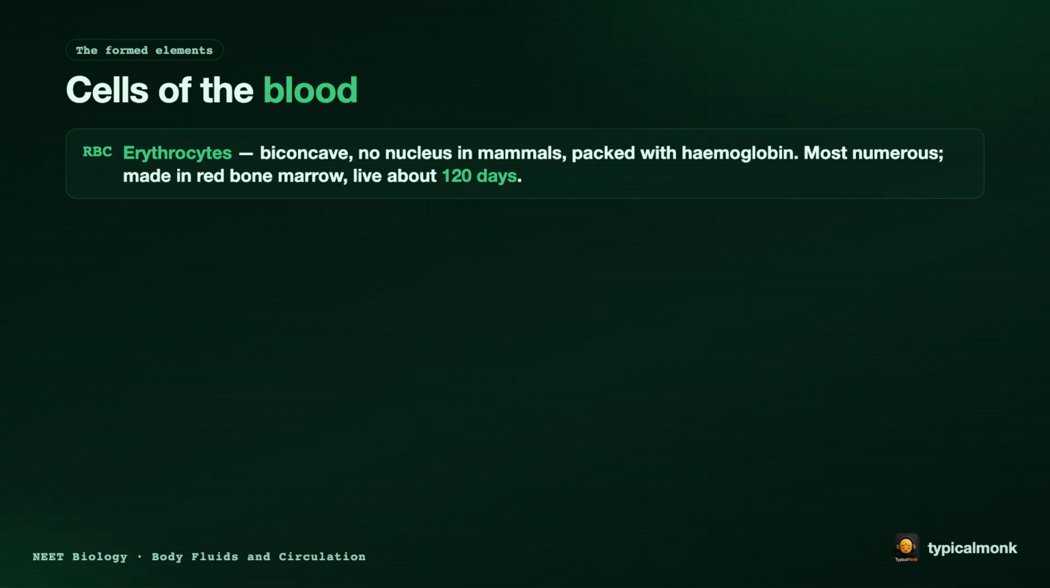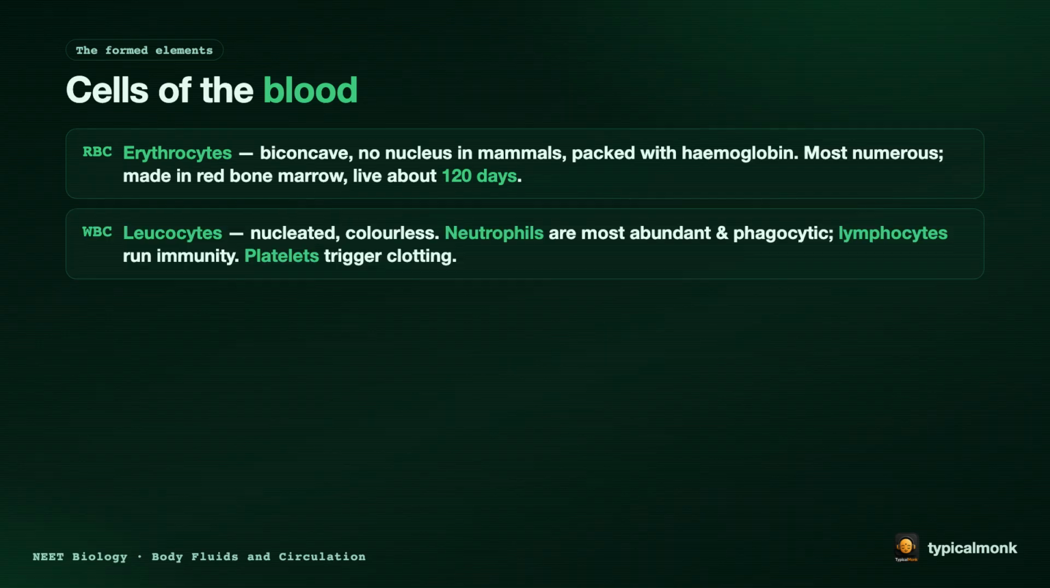Now, the cells of the blood, the formed elements. RBC, the erythrocytes, biconcave, and in mammals they have no nucleus. They are packed with hemoglobin. They are the most numerous, made in red bone marrow, and live about 120 days. WBC, the leukocytes, nucleated and colorless. Neutrophils are the most abundant and phagocytic. Lymphocytes run immunity. And platelets trigger clotting.